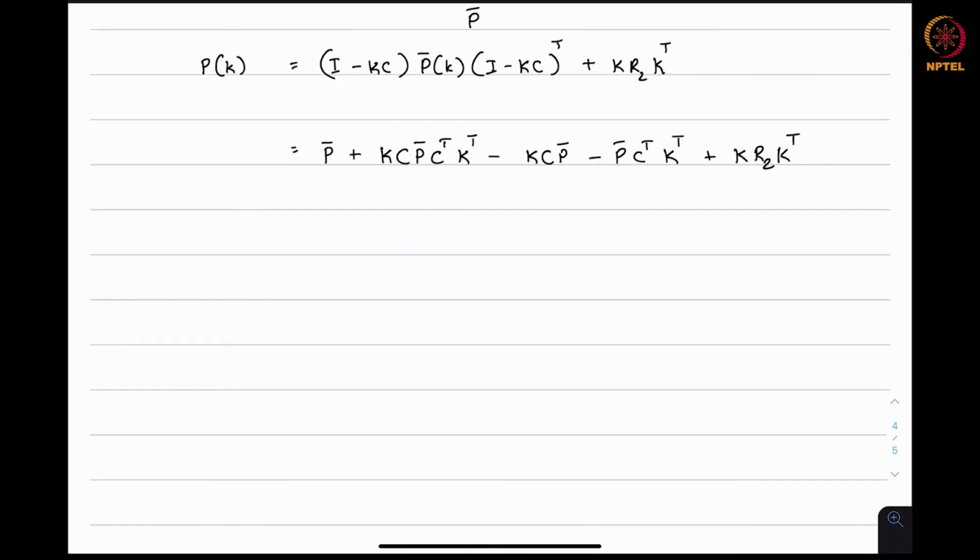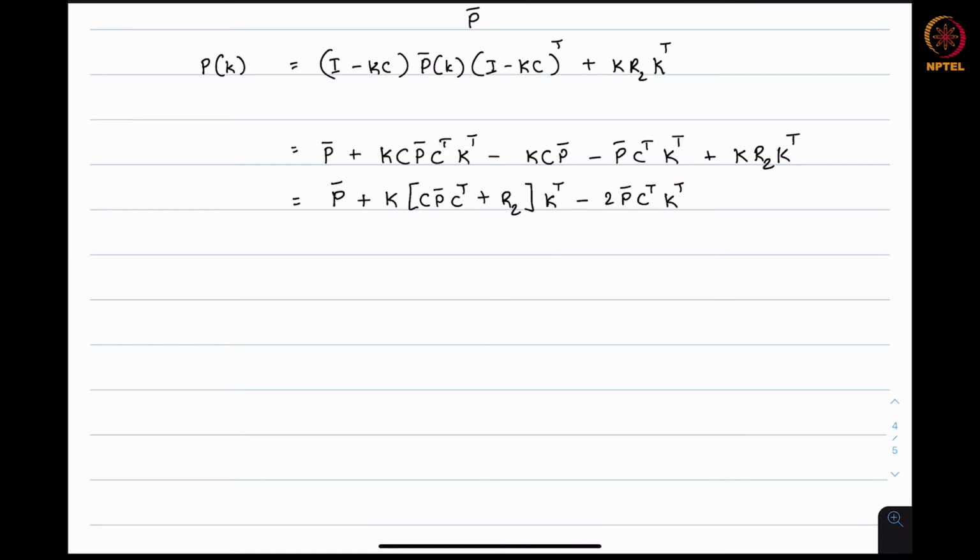Okay, since P is equal to P transpose, we can write this as K multiplied by (C P bar C transpose plus R2) multiplied by K transpose, minus, I will write this as 2 P bar C transpose K transpose. Okay, so this is how I will write it. Not fully correct, but just taking a shortcut.